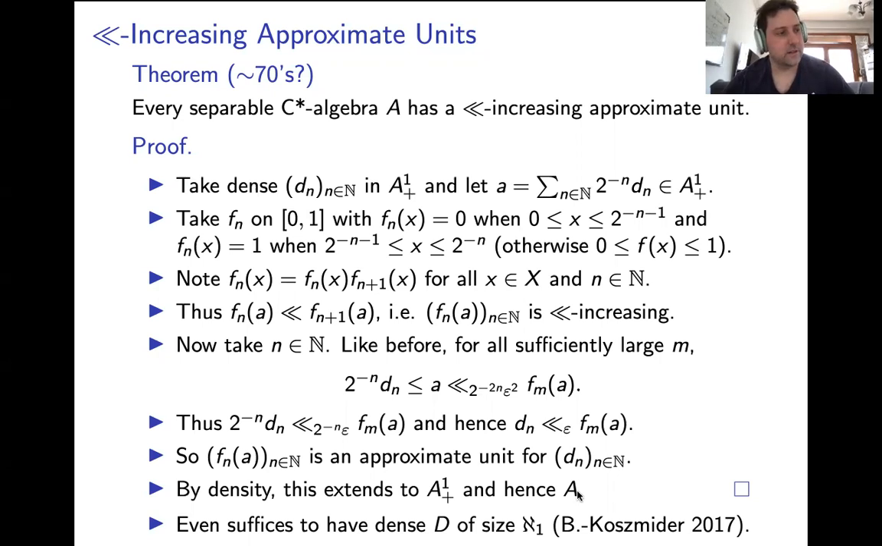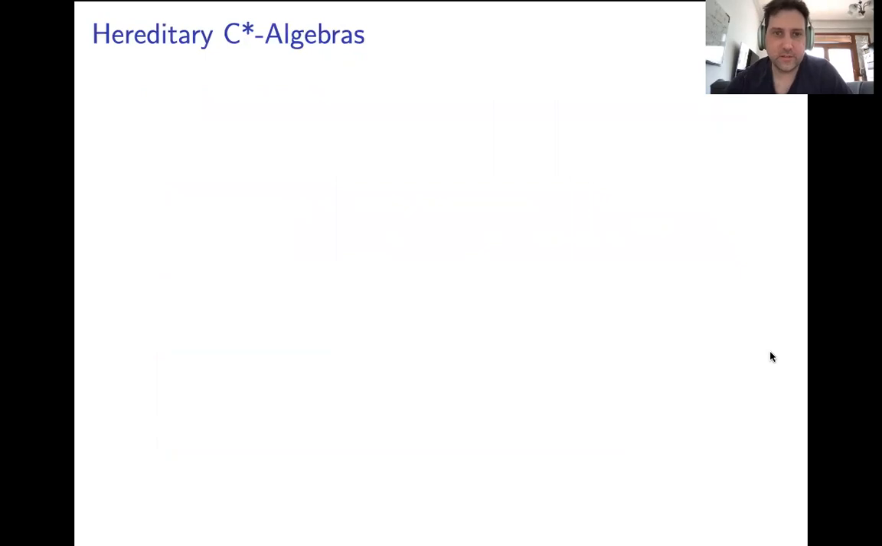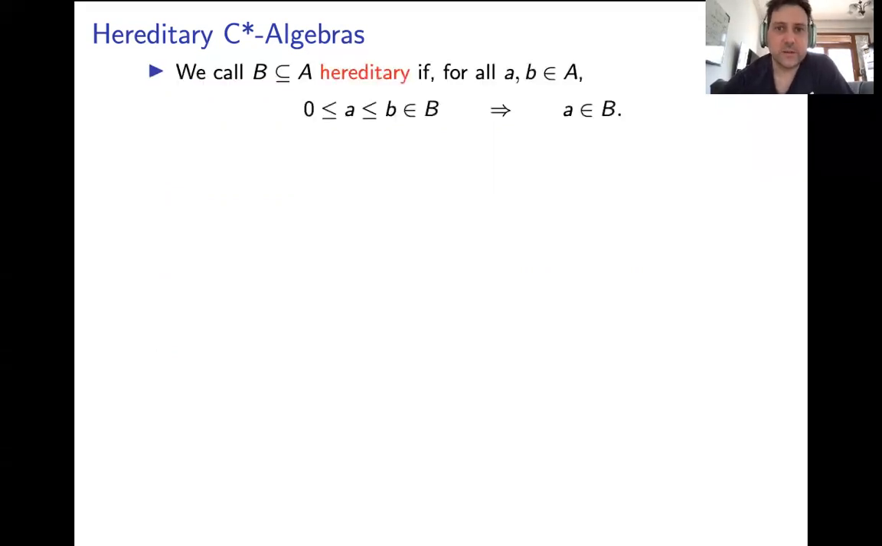Okay, so I guess we're getting close to finishing up. What was I going to talk about? I was going to talk about hereditary C-star subalgebras. I guess I can just introduce them. A C-star subalgebra is just a closed star subalgebra of the original C-star algebra A that you have. But there is a very special kind of C-star subalgebra called hereditary. And you could talk about hereditary arbitrary sets if you like.